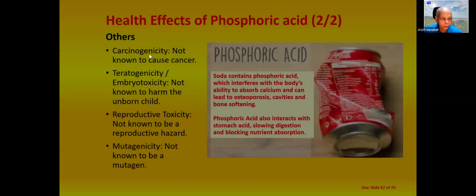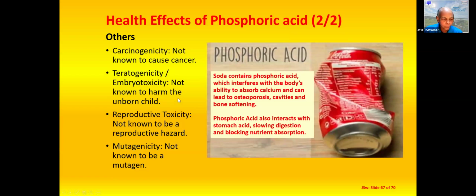Now, of course, it is not carcinogenic, it is not teratogenic, affecting the embryo, it does not affect the reproductive system, and it is not mutagenic. But soda contains phosphoric acid. I don't know how many of you know that the Coca-Cola that we use contains phosphoric acid, or the soda that we use contains phosphoric acid, which interferes with the body's ability to absorb calcium and can lead to osteoporosis, cavities, and bone softening. Phosphoric acid also interacts with stomach acid, slowing digestion and blocking nutrient absorption.